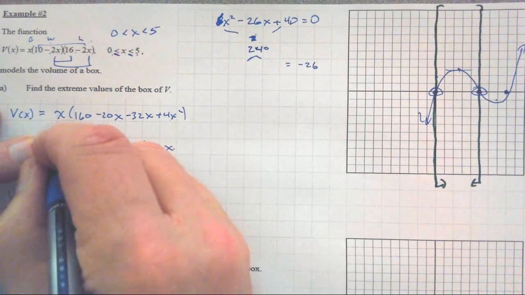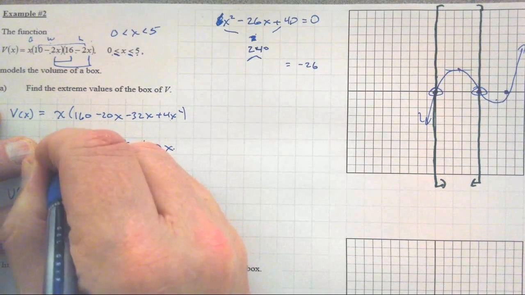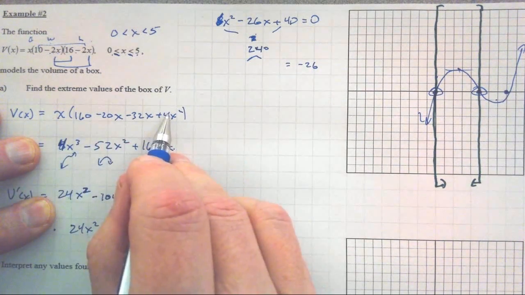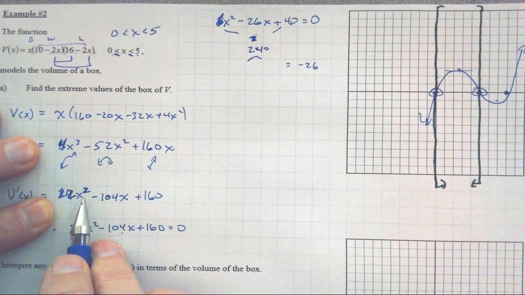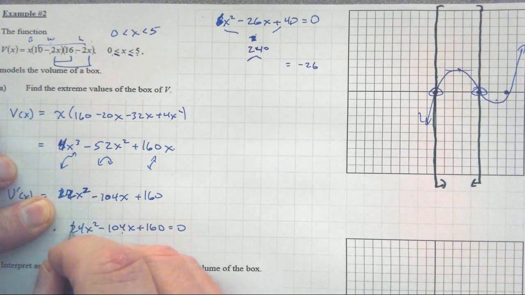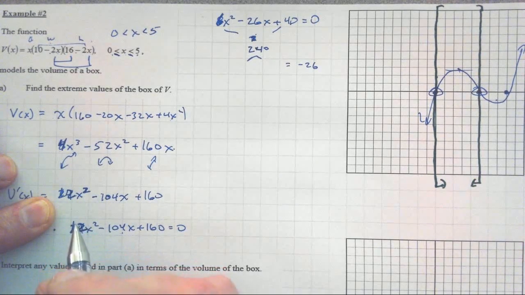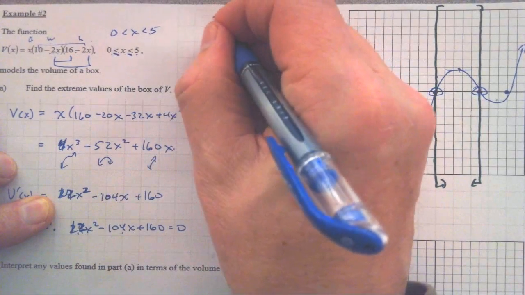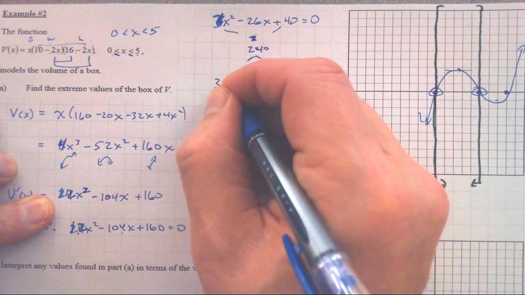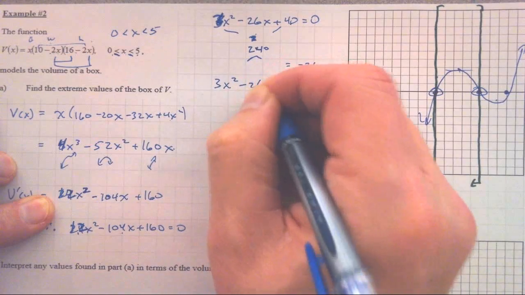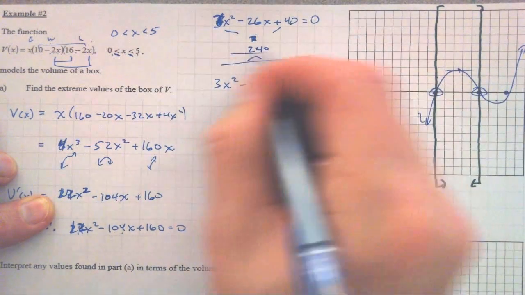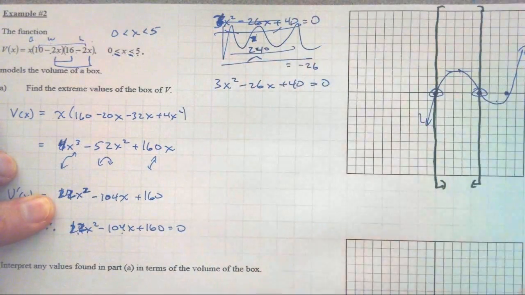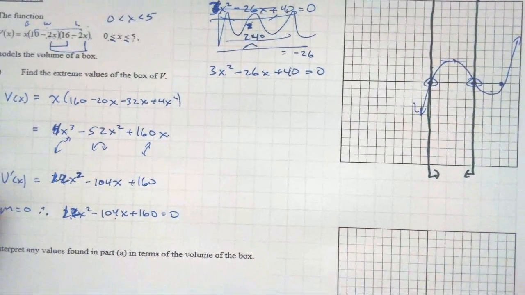This is 4x squared. How many of you are screaming at your computer? So this is 4x cubed. I get 12x squared here, and this is 12x squared, and when I divide this by 4 I get 3. Let me rewrite that and start over at that point. 3x squared minus 26x plus 40 equals 0. Whew. I did not want to redo this video because of a mistake like that.